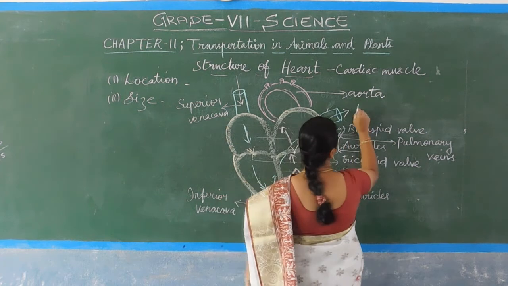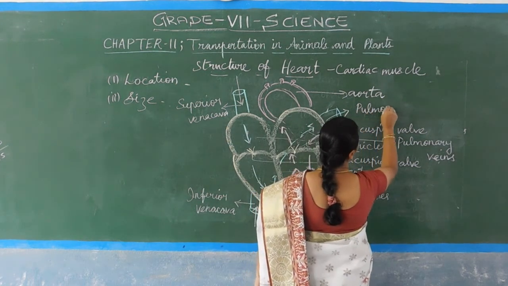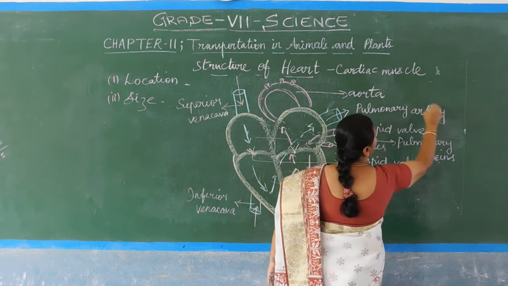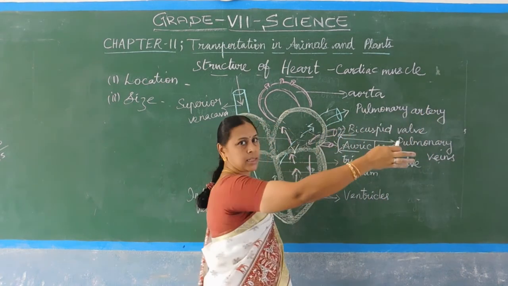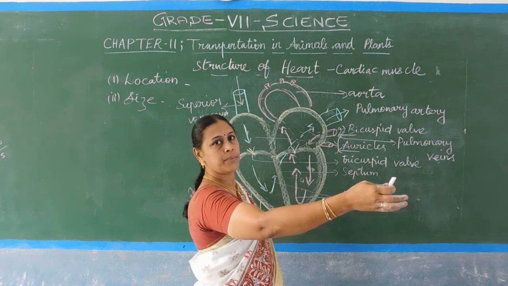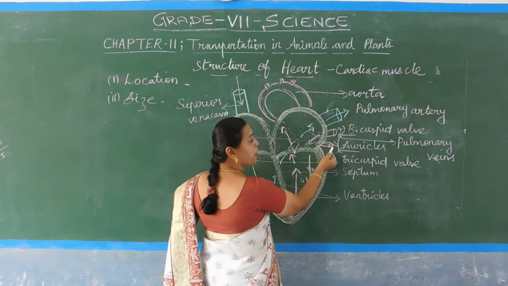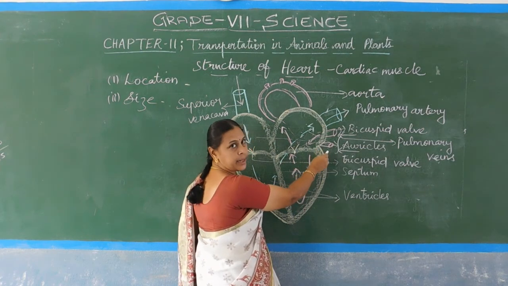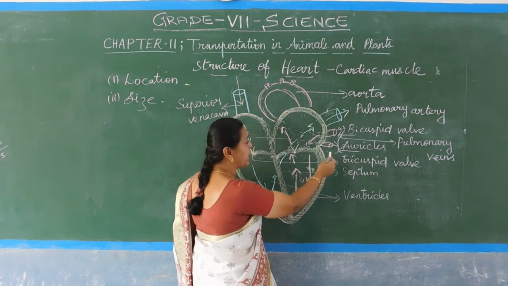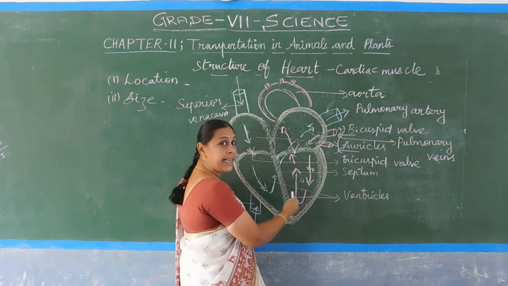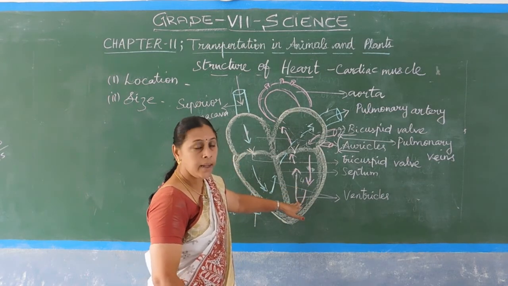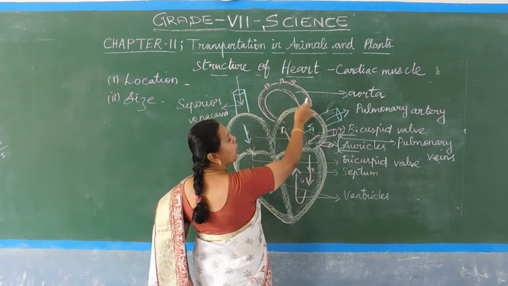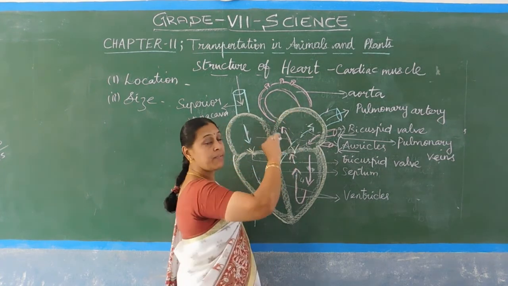artery. This is the pulmonary artery, which carries the carbon dioxide rich blood to the lungs for purification. Next, here what you are seeing, this blood vessel is the pulmonary vein, which carries the oxygen rich blood and enters the left ventricle. From that it is sent to all parts of the body through the main blood vessel called aorta.